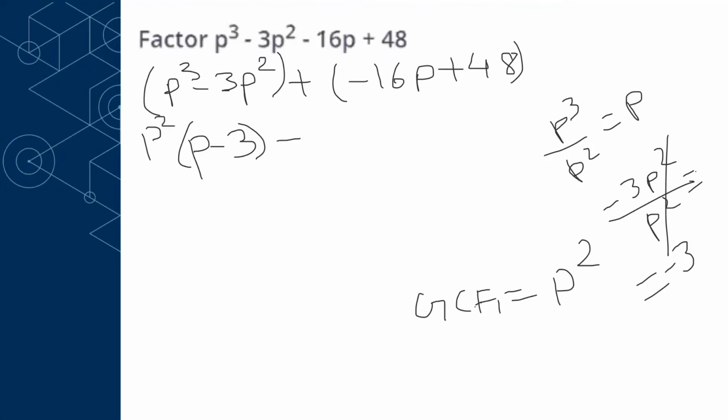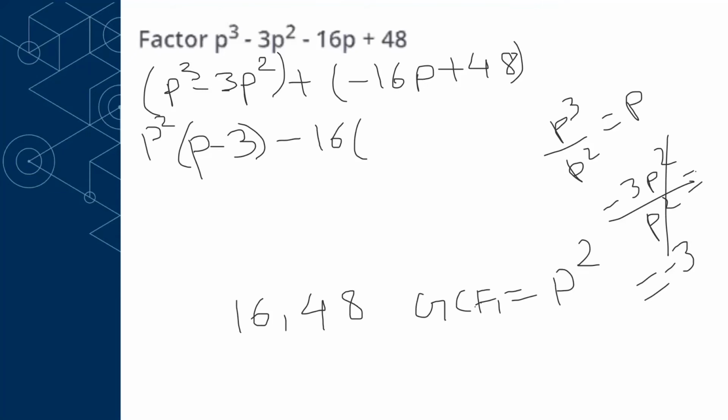I already know that our GCF for the second grouping is going to be a negative number. And I ask myself, what is the GCF of 16 and 48? What is the greatest common factor of 16 and 48? It might be a little hard to guess because they're both big numbers, but the GCF is actually going to be 16.